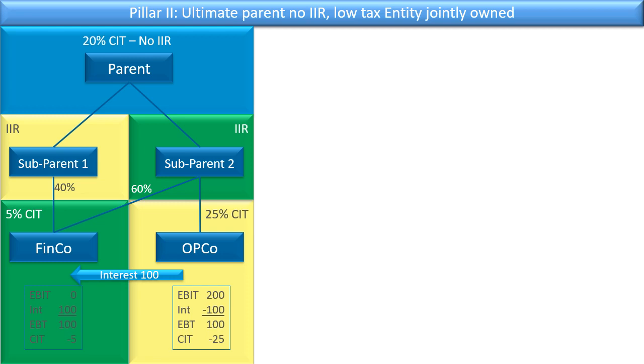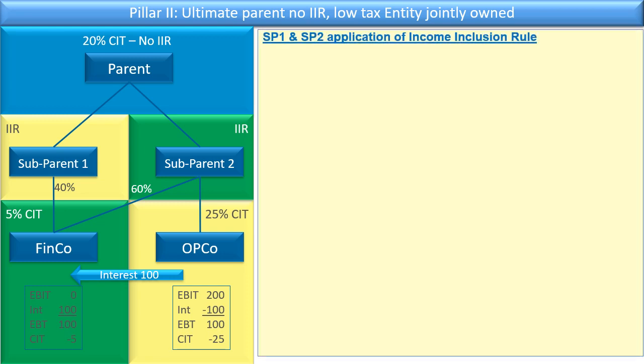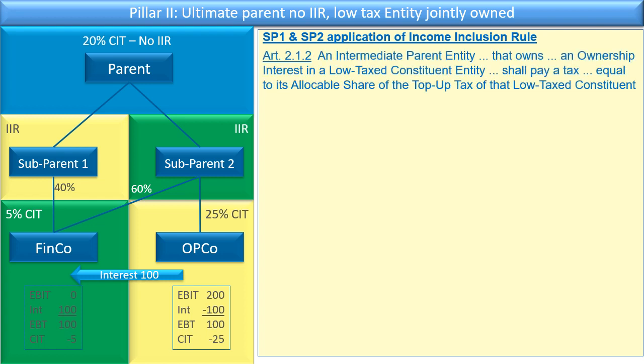The rest of our numbers stay as they are. Now let's see what the guidance of the text says. So SP1 and SP2 application of the income inclusion rule is in Article 2.1.2. It says an intermediate parent entity, which both of these are, that owns an ownership interest in a low tax constituent entity shall pay a tax equal to its allocable share of the top-up tax of that low tax constituent entity.